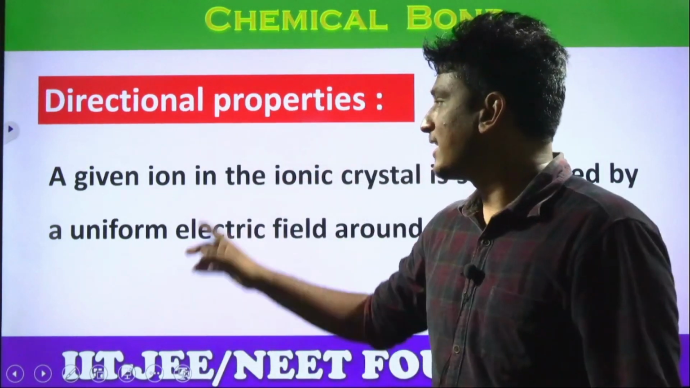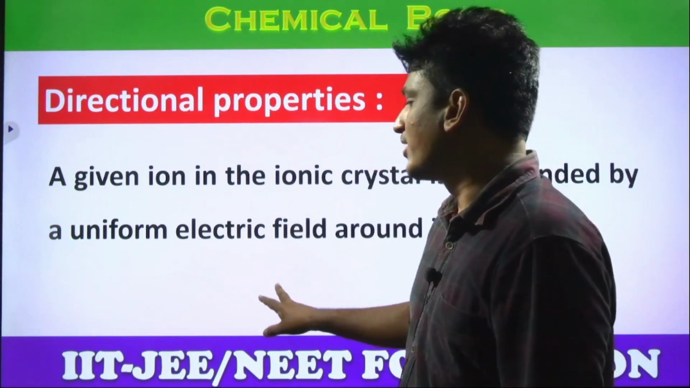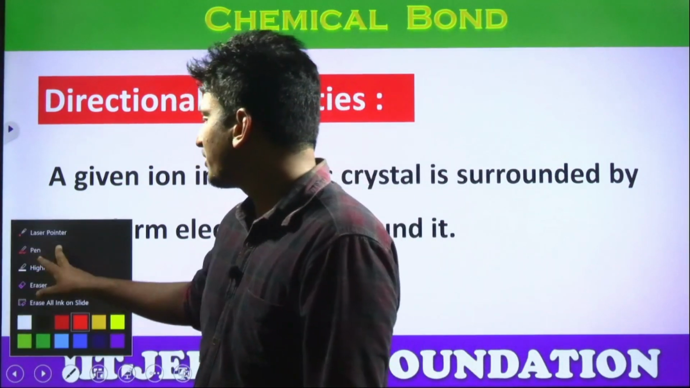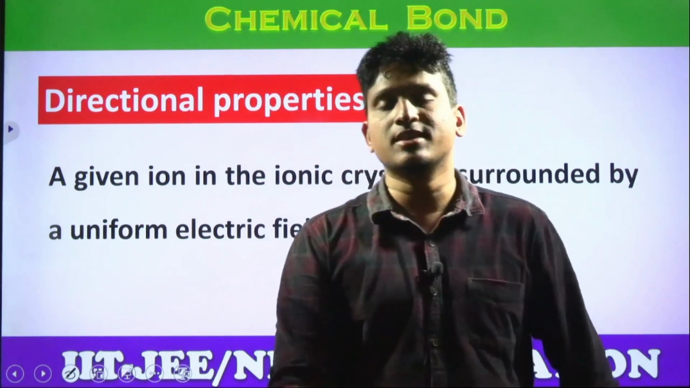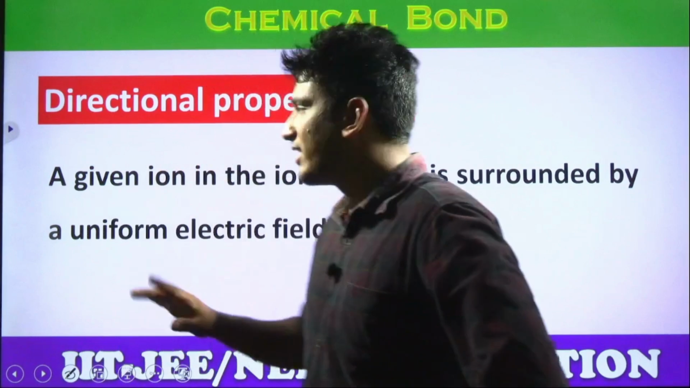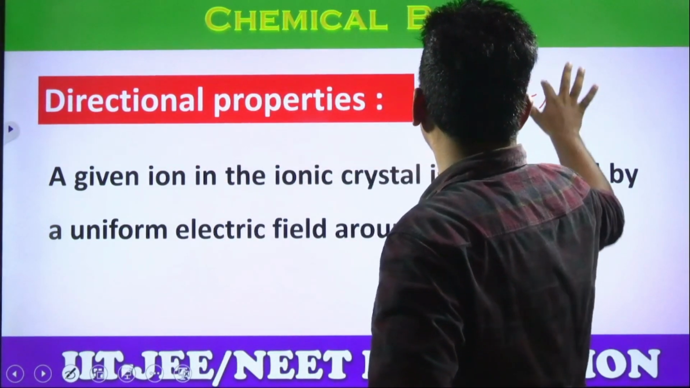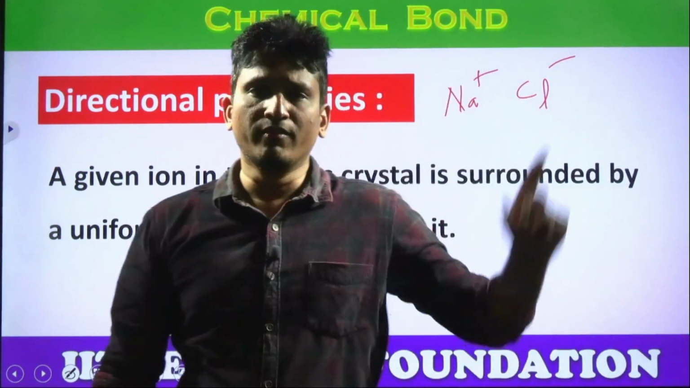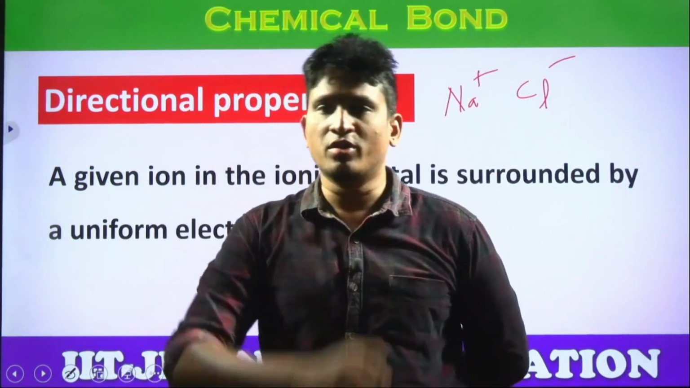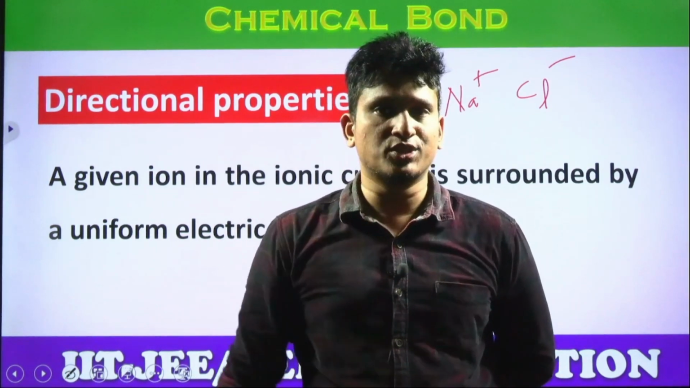Directional properties. A given ion in the ionic compound crystal is surrounded by a uniform electric field around it. So what are these directional and non-directional properties? Students, listen. I will take one example. Sodium chloride is made up of sodium ion and chloride ion. Now answer, where is the bond? Show the bond in the ionic compound sodium chloride. Is it possible? Can you show?